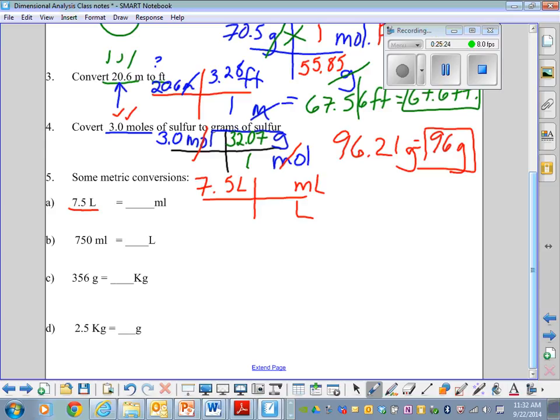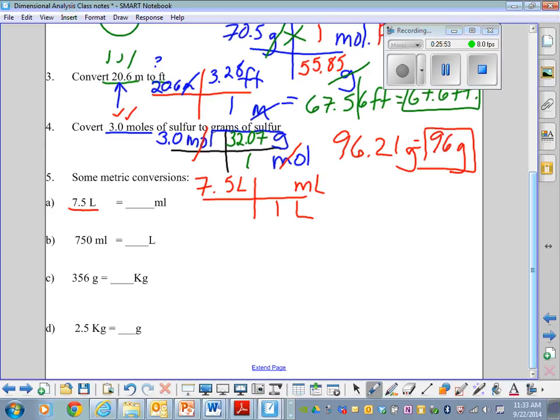Now I'm going to look at milliliters and liters, and you want to ask yourself, which is the largest? The largest unit is always the one furthest to the left. So here we have milliliters and liters. Which one is the furthest to the left? Liters. Therefore, liters gets the 1.